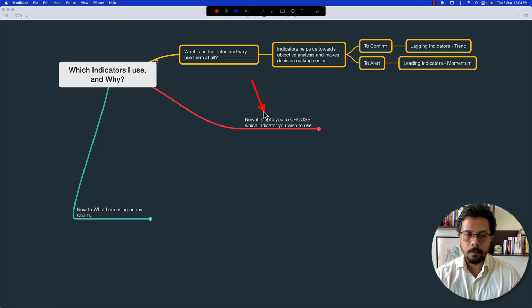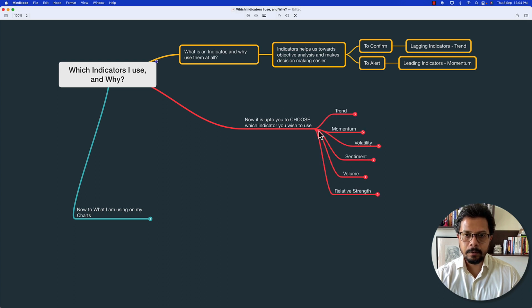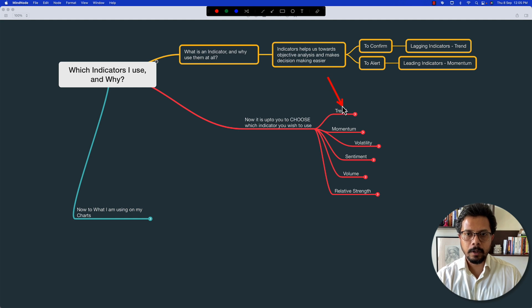Now, if you have no clue what the different types of indicators are, then I've taken the liberty to break it down based on whatever little understanding I have. So you can have a trend indicator which helps you to understand the trend of the market, whether the market is trending or that particular chart is trending up, down, or it's not trending at all. The momentum, the underlying momentum of the rise or the fall, is a leading indication.